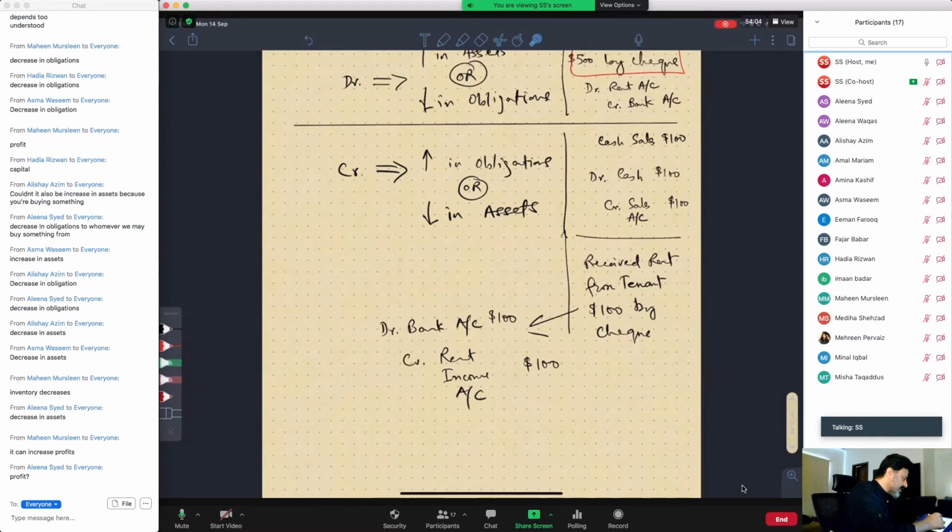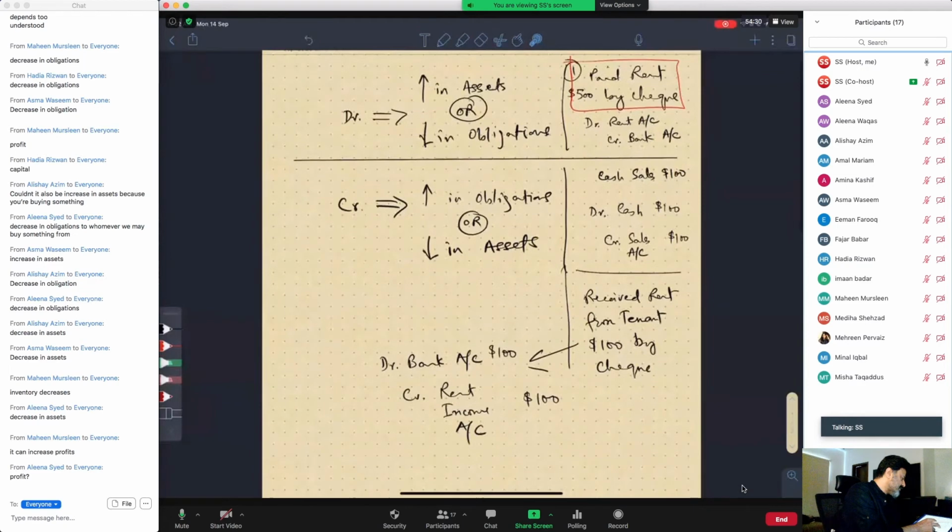Unlike sales, sales satisfies both the conditions. All you have to do is satisfy one of the two reasons, since there is an or here, right? So if something satisfies this condition or this condition, it will be credited. So in this case, rent income is increasing in your obligations, and the name of the obligation in this case is profit. So we understand the double entry system for incomes and expenses.